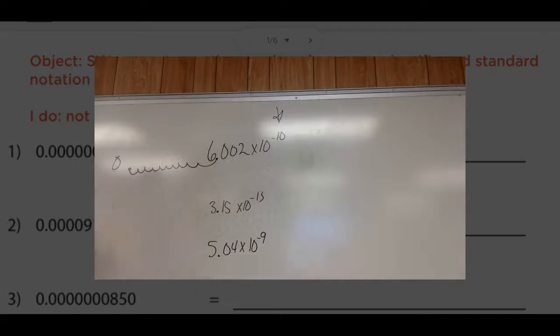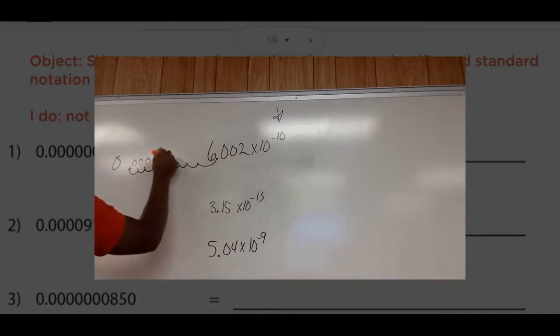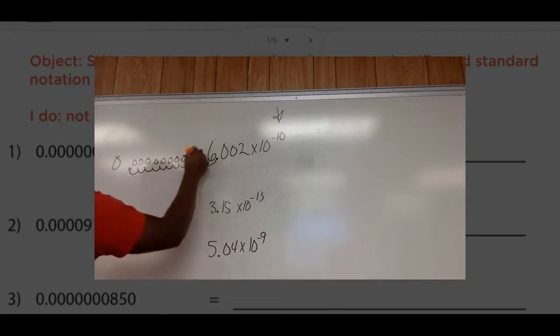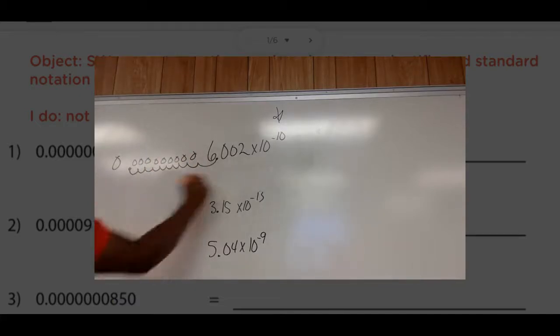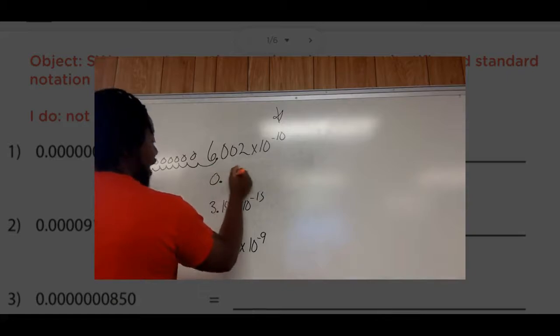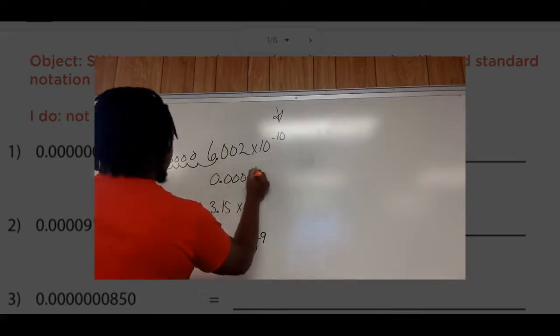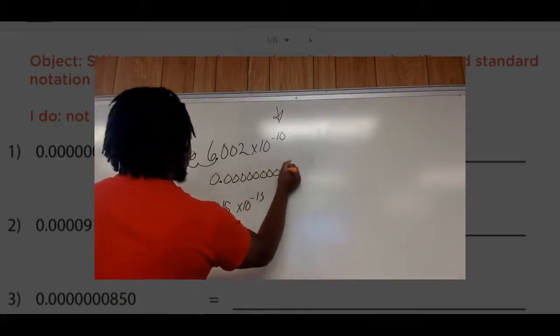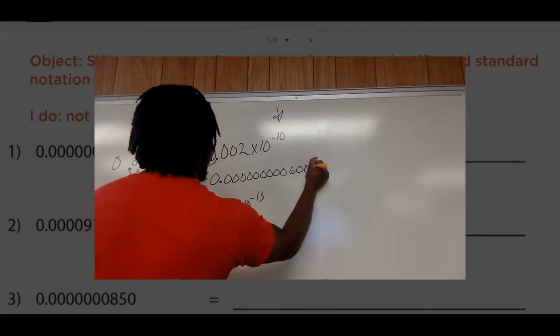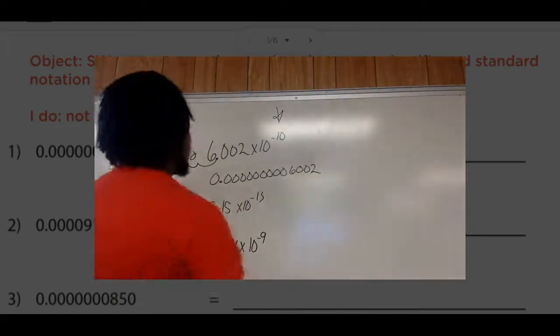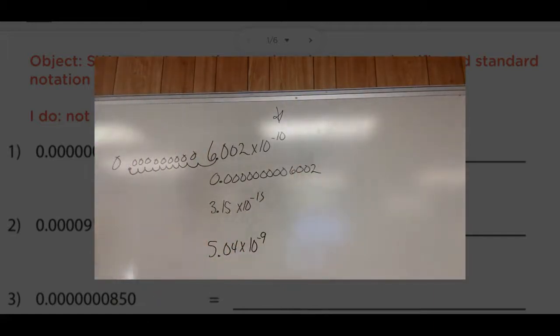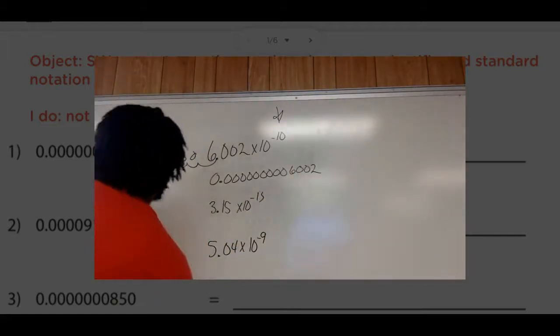So I got 0 point. Decimal point. How many zeros? 1, 2, 3, 4, 5, 6, 7, 8, 9. So the answer would be 0 point with 9 zeros, then 6, 0, 0, 2. That's that number in standard notation. Let's move to the next one.